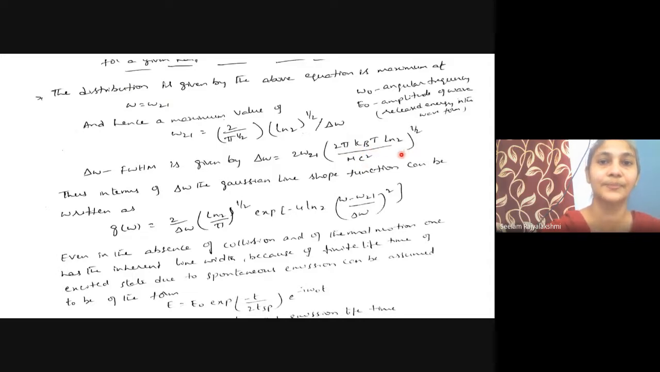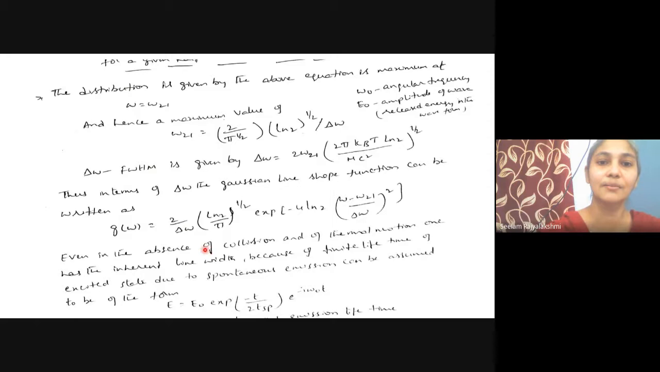whole power 1 by 2. And thus, in terms of delta omega, the Gaussian line shape function can be written as follows. Delta omega is nothing but the full width at half maximum. So in terms of full width at half maximum, the Gaussian line shape function can be written as g of omega equals 2 by delta omega, log 2 by pi whole power 1 by 2, exponential minus 4 log 2 (omega minus omega 21 by delta omega) whole power 2.